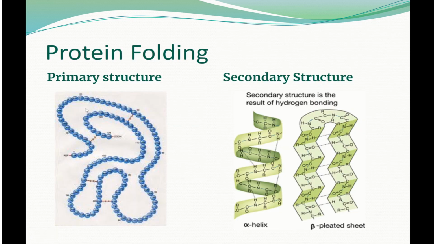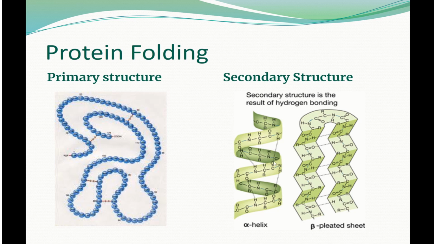So what are the types of folding that proteins can be involved in? The primary folding is the initial connections between the amino acids, so that would be just like linking up the strand like this. Then after we've done that, we can get the secondary structure, which has two types. We have alpha helixes and beta pleated sheets.